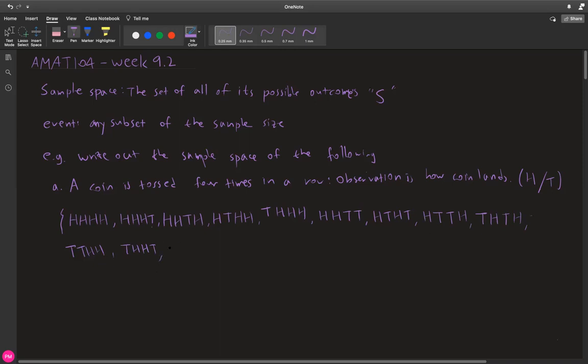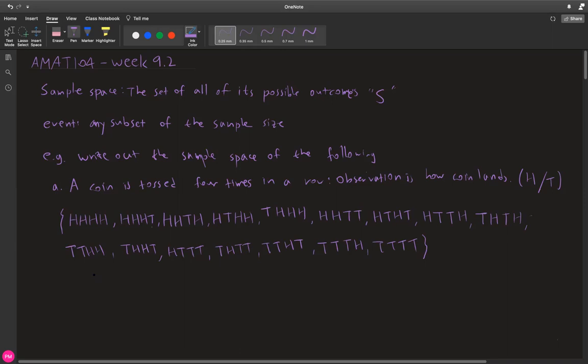We could have three tails, which would be heads, tails, tails, tails; tails, heads, tails, tails; tails, tails, heads, tails; tails, tails, tails, heads; and lastly we have tails, tails, tails, tails. So I think those were all the possible outcomes.